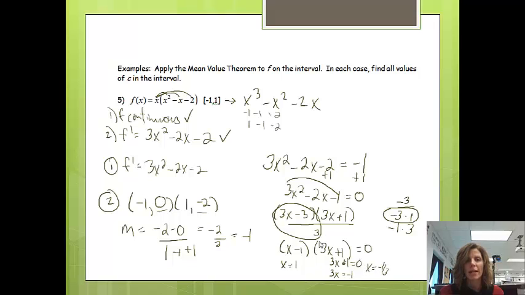Okay, and I basically found my answers, but it did say to find all values of c. So now I'm just going to come up here and write c is equal to 1, and it would also equal -1/3. One thing that I do want to check is just to make sure that both of those values are in my interval. 1 is in my interval, and -1/3 is also in the interval. So those would both work.